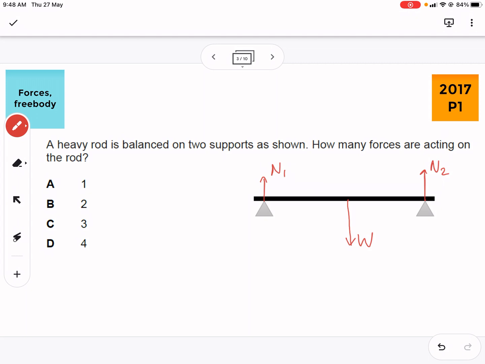If this rod is supported symmetrically by both pivots, then we expect N1 and N2 to be equal if this is a uniform rod as well. So very easily we can see that there are altogether three forces acting on this rod.